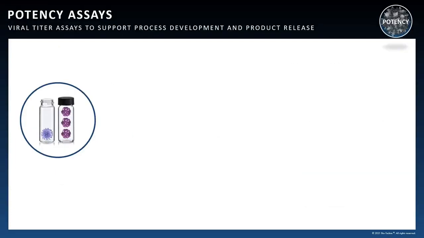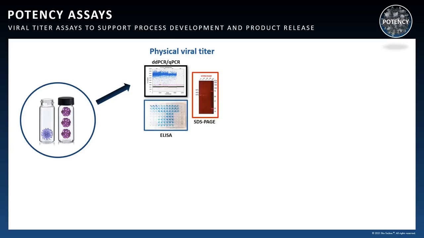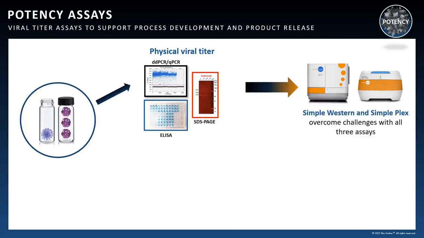There are two types of potency assays, and SimplePlex and Simple Western can support them both. First, there's something called a physical viral titer assay. Physical viral titer is used in dosing in preclinical settings and is typically done today with ddPCR or qPCR, SDS-PAGE, or ELISA. There are challenges associated with each of these assays that can be overcome with Simple Western and SimplePlex. These include better reproducibility, better sensitivity, and better quantitation.